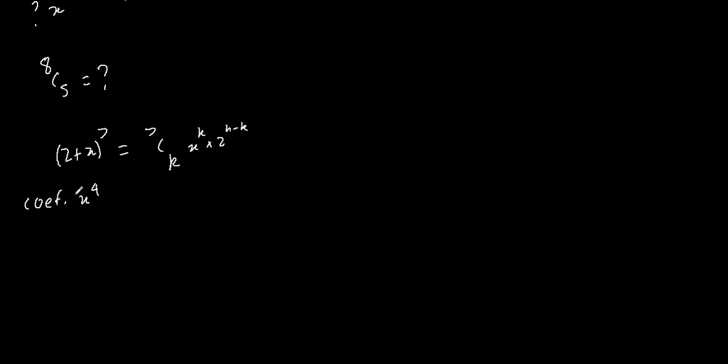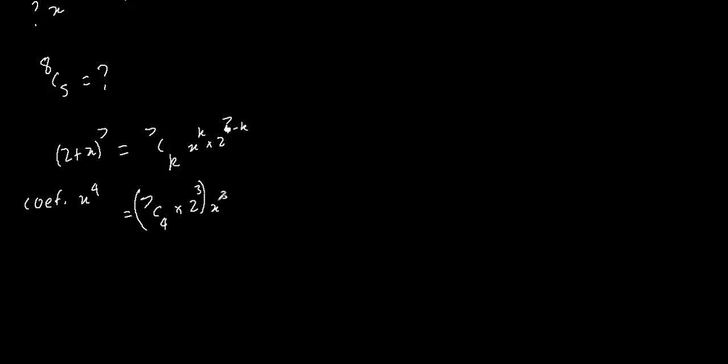So the coefficient of x to the fourth: in this case, k has to be 4 to actually get a value. So when I sub k equals 4, I get 7C4 times 2 to the, n is 7, so 2 to the 7 minus 4, which is 3. So 2 cubed, times x to the 4. So this is my whole coefficient, the whole set of numbers multiplied to x to the fourth, right?